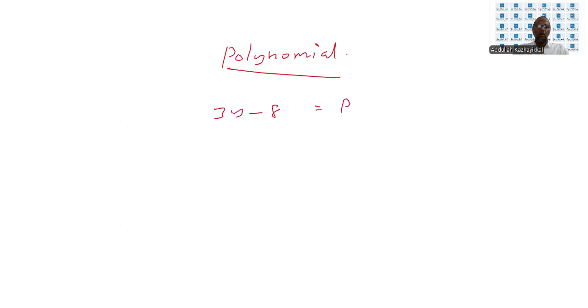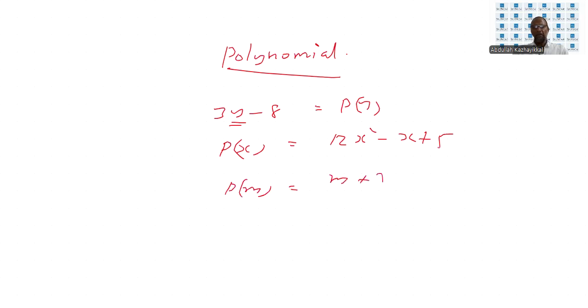This is a polynomial. So we can say this is p(y), a polynomial in y. Or another one, p(x) is equal to 12x square minus x plus 5, suppose plus 5. It is a polynomial, p(x) in x. Here the polynomial in y is p(y). Polynomial in m, then we can say m plus 7. There is a polynomial in m, m plus 7.